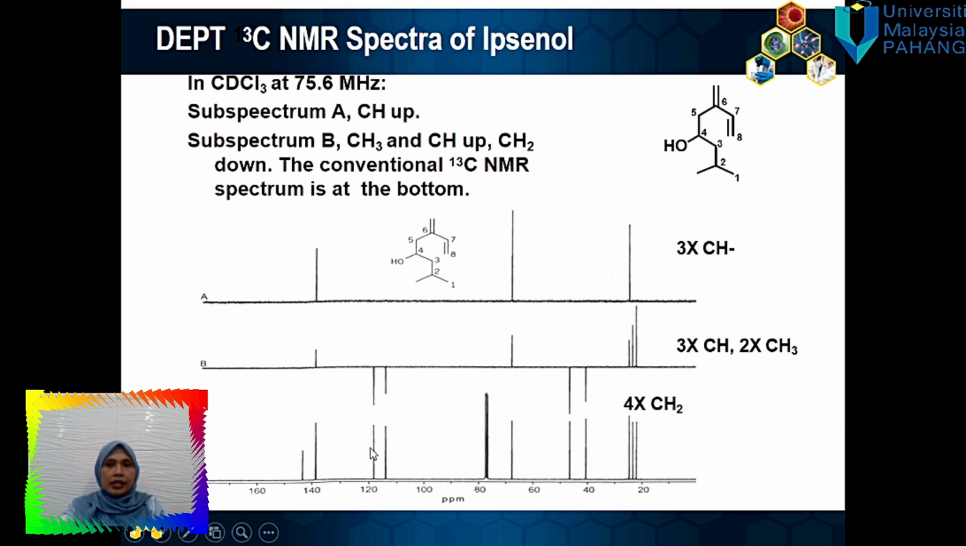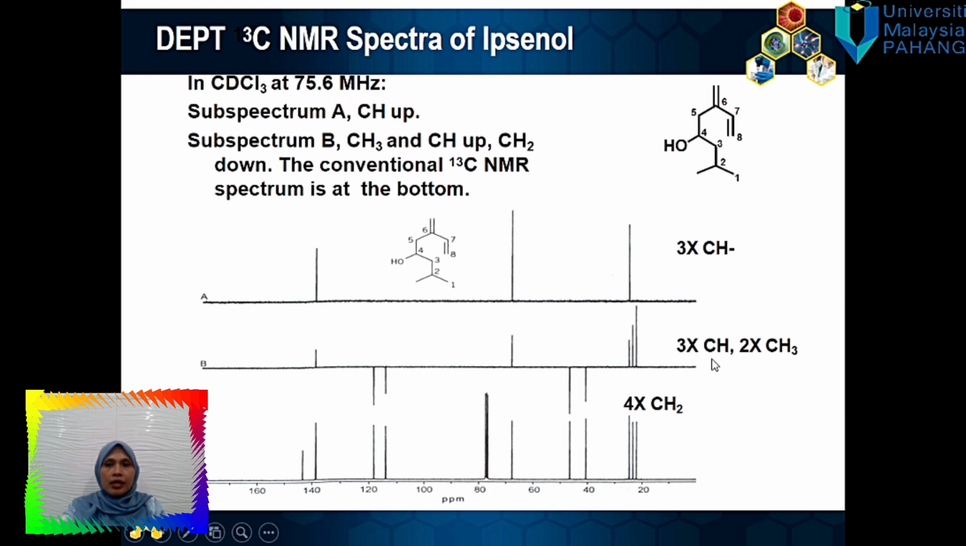For total signal here, how many? These all CH include. For normal C13 carbon, 1, 2, 3, 4, 5, 6, 7, 8, 9, 10. All total is 10 carbon. So now is 8, 9 and 10. So that's correct. Why only this appear 5?